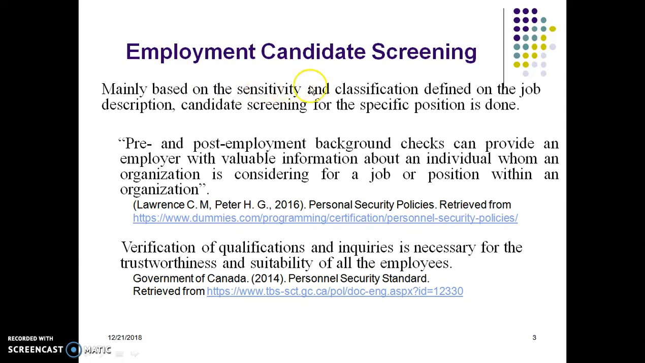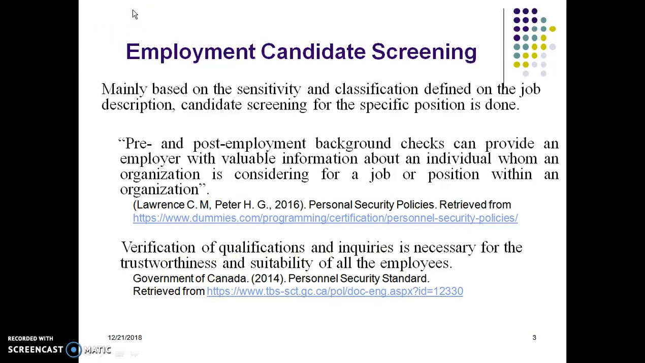Mainly based on the sensitivity and classification defined in the job description, candidate screening for the specific position is done. Pre- and post-employment background checks can provide an employer with valuable information about an individual whom an organization is considering for a job or position within an organization. Verification of qualifications and inquiries is necessary for the trustworthiness and suitability of all the employees.